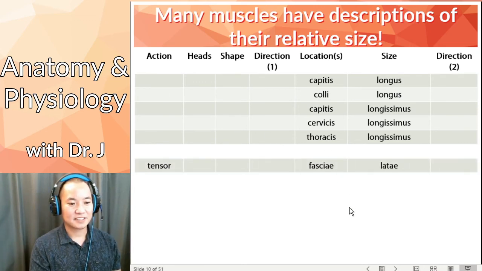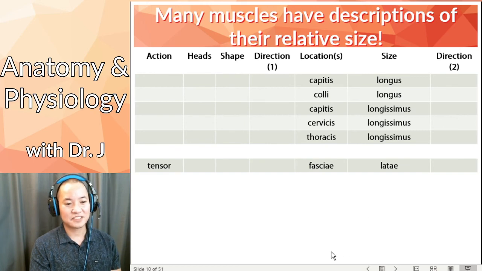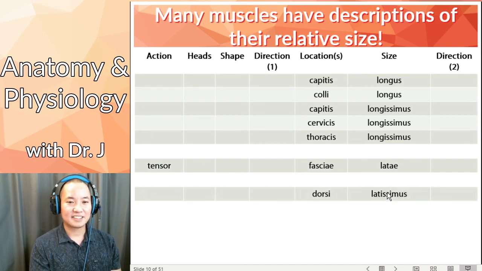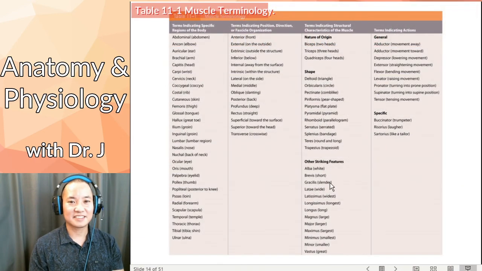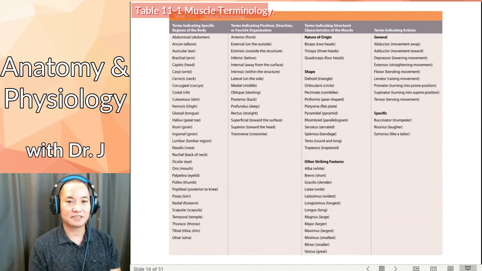Same with the tensor fascia latae. There's no tensor fascia latissimus that I know of, but latae means wide, and latissimus means widest. And I'm pretty sure I uploaded this part. The muscle terminology sheet really is useful if you like breaking down muscles into different names and root words.